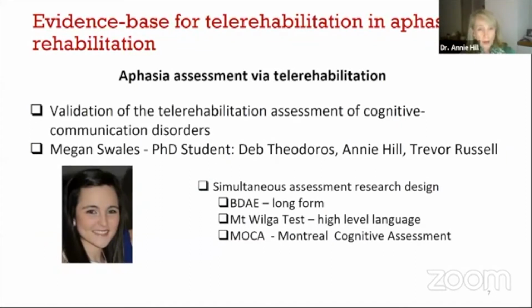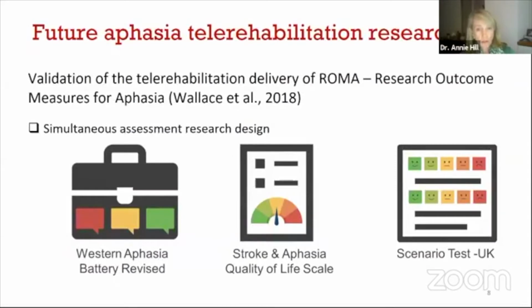We're about to embark upon a piece of work to further validate the core outcome set for research measures in aphasia. This piece of work was actually put on hold because of the pandemic, but we're just about to begin this. So this is just to say that we have evidence and we know what we need to do in order to validly assess people with aphasia via tele.